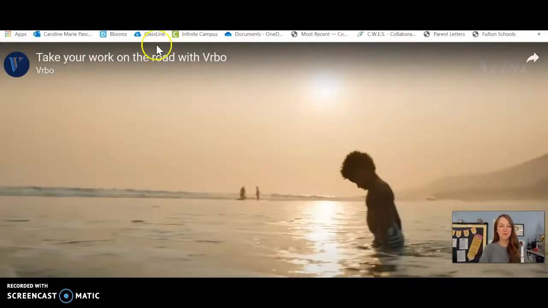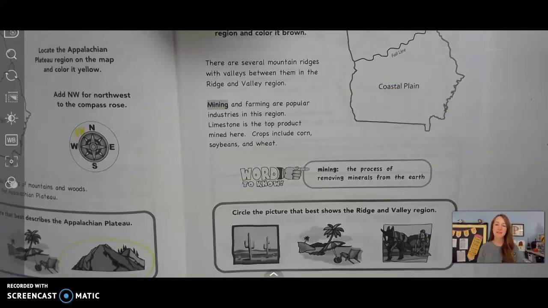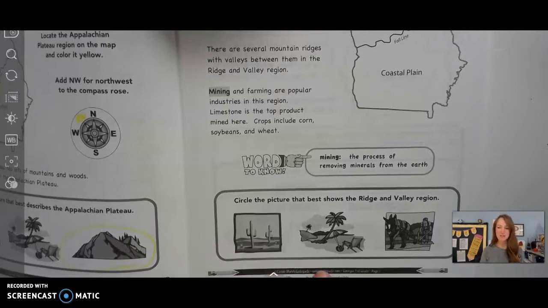All right, guys, so that was a little bit more about the Ridge and Valley region. We're going to look at the bottom of page 7 next. It says, circle the picture that best shows the Ridge and Valley region.